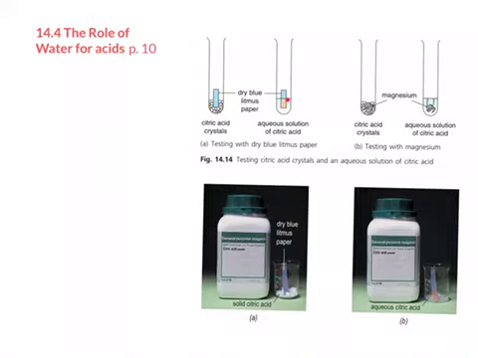It cannot turn the blue color to the red one. But if you add some water into the citric acid and dissolve some solid citric acid to become aqueous, then the dry blue litmus paper will turn pink. That means the acid property is given out.